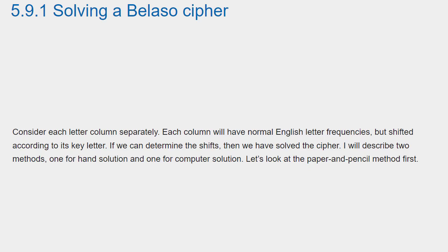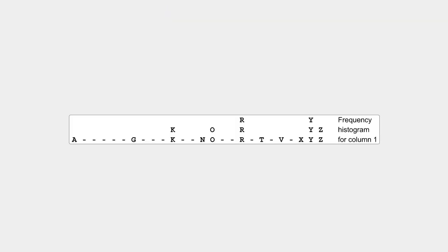Each column will have the normal English letter frequencies, but shifted according to its key letter. If we can determine the shifts, then we have solved the cipher. I will describe 2 methods, one for hand solution and one for computer solution. Let's look at the paper and pencil method first. For each column, we can make a frequency count. That will give us 26 numbers. For paper and pencil solving, it is better to display the frequencies as a histogram, a bar graph.